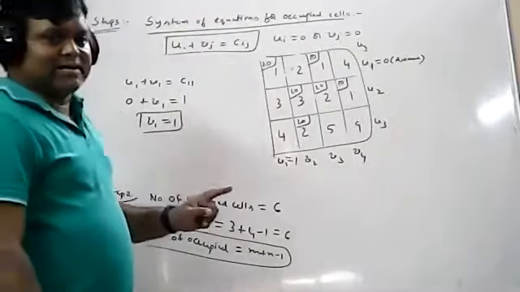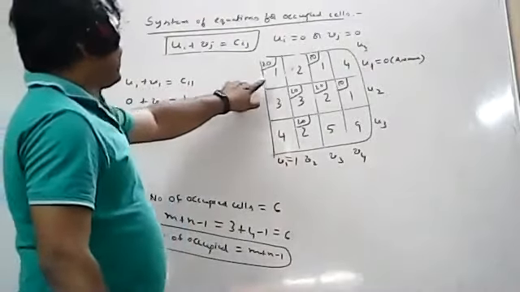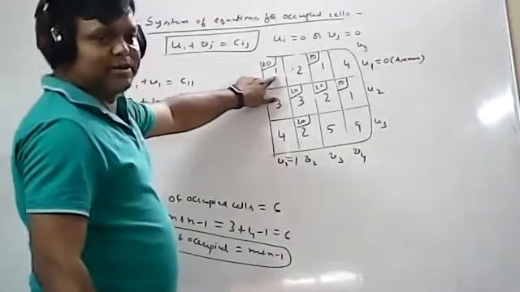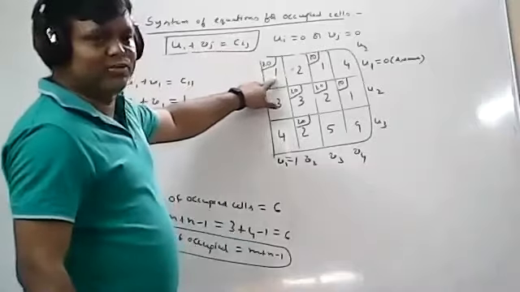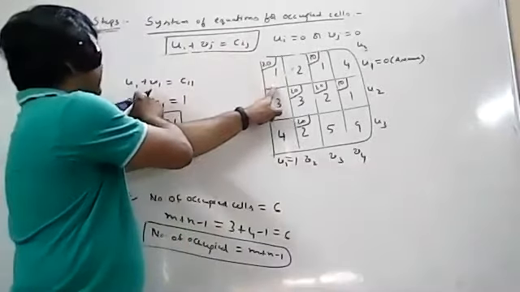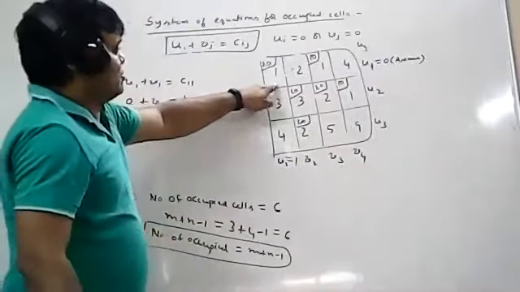This you can do directly also. What is the formula? See this formula. If you want to calculate for an occupied cell, you take the corresponding row value plus the corresponding column value.